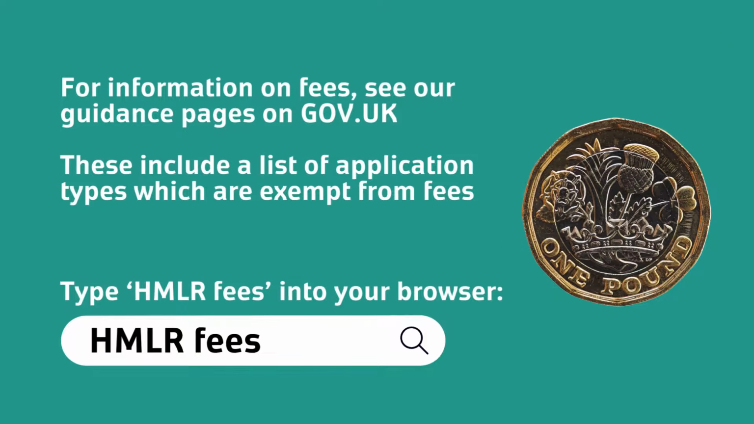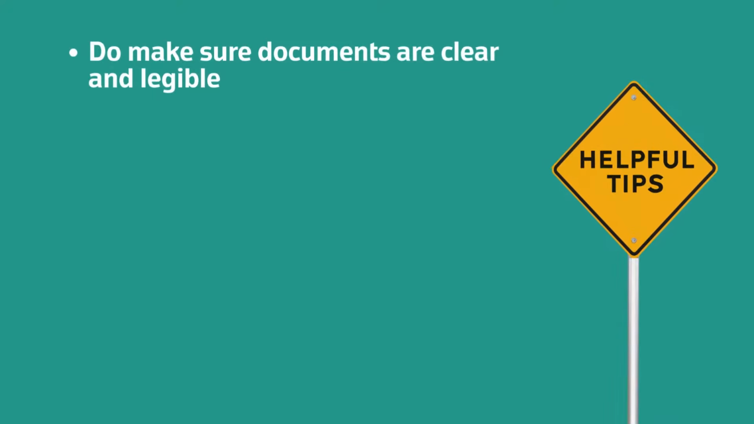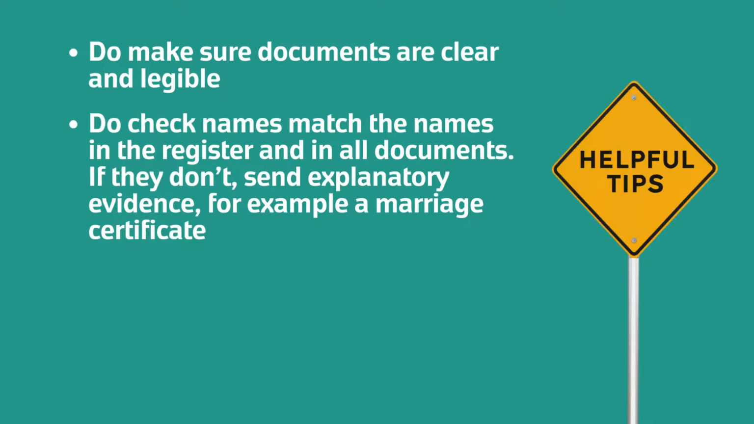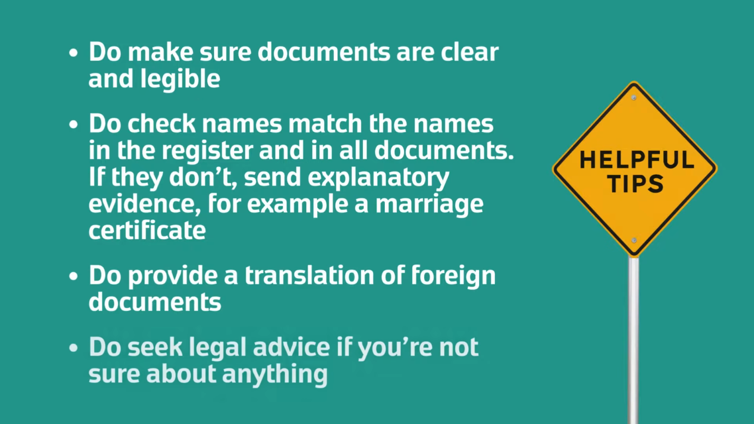Fees. For information on fees, see our guidance pages on gov.uk. These include a list of application types which are exempt from fees. Type HMLR fees into your browser. Helpful tips. Do make sure documents are clear and legible. Do check names match the names in the register and in all documents. If they don't, send explanatory evidence, for example, a marriage certificate. Do provide a translation of foreign documents. And do seek legal advice if you're not sure about anything.